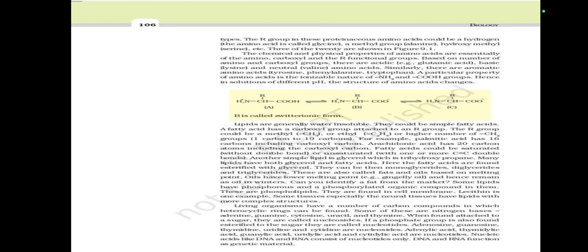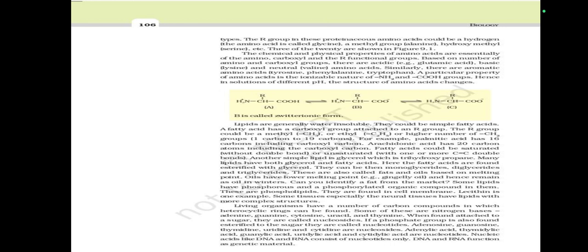The chemical and physical properties of amino acids are essentially of the amino, carboxyl and R functional groups. Based on the number of amino and carboxyl groups, there are acidic, for example, glutamic acid, basic, lysine, and neutral, valine amino acids. Similarly, there are aromatic amino acids, tyrosine, phenylalanine, tryptophan.